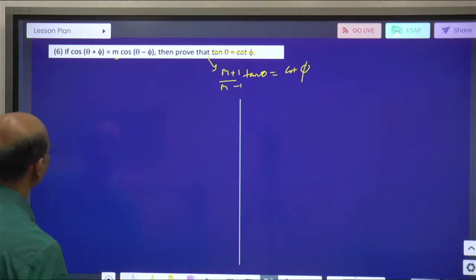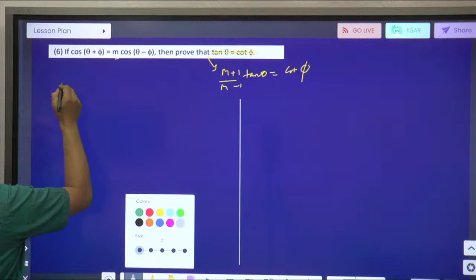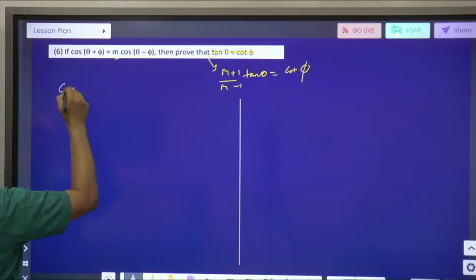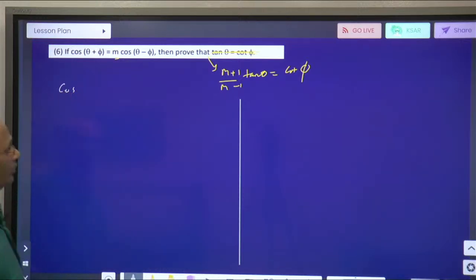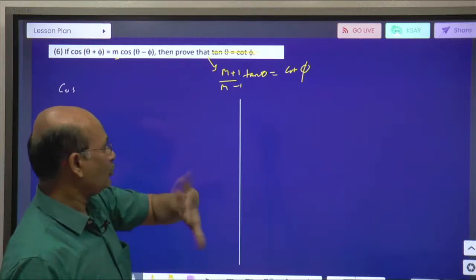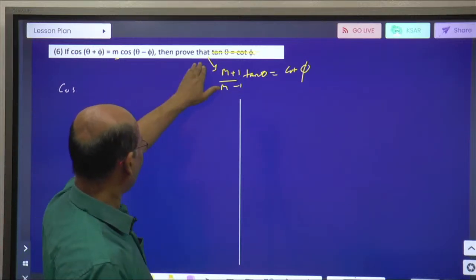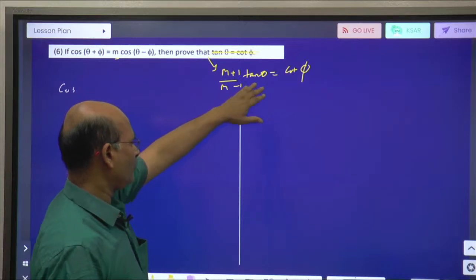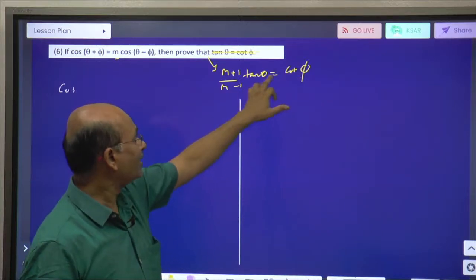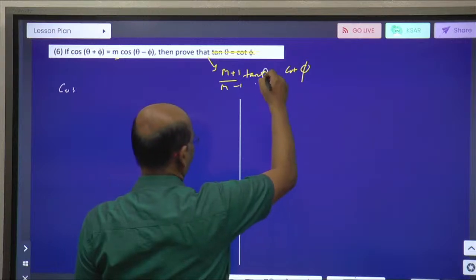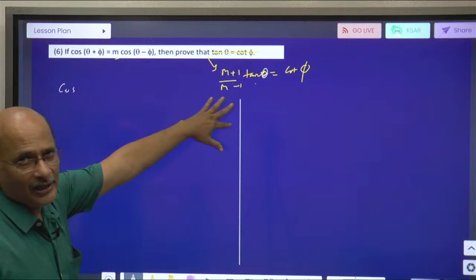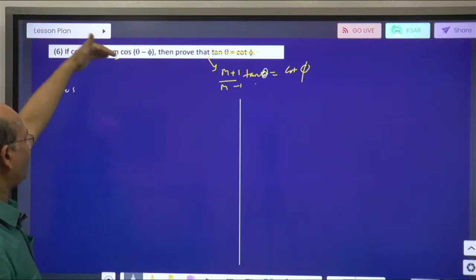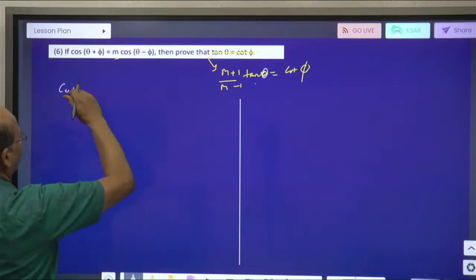So how do I do that? Pay attention now. If you look at this proof, there is no hint, because they are asking us to prove that m plus 1 upon m minus 1 into tan theta is cot psi. Both angles are different. This is for tan theta. Now the point is m plus 1 upon m minus 1. There is no case of getting m plus 1, m minus 1. So what I am going to do, I take this over here.